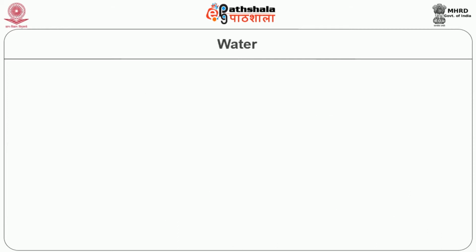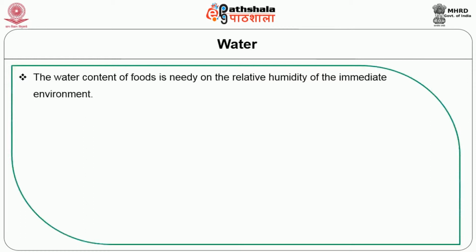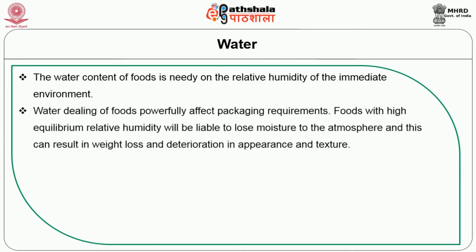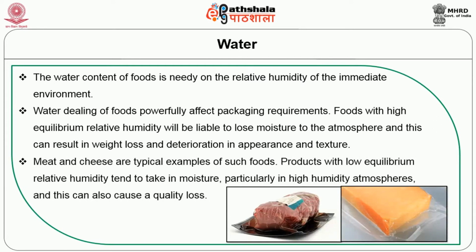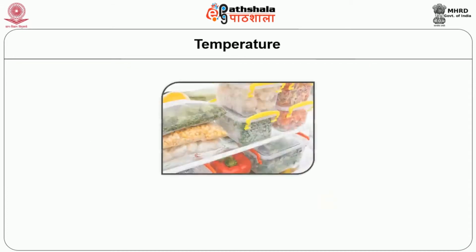The next parameter is water. The water content of the food is dependent on the relative humidity of the immediate environment. Water dealing of foods strongly affects packaging requirements. Food with high equilibrium relative humidity will be liable to lose moisture to the atmosphere, and this can result in weight loss and deterioration in appearance and texture. Meat and cheese are typical examples of such foods. Products with low equilibrium relative humidity tend to take in moisture, particularly in high humidity atmospheres, and this can also cause a quality loss.